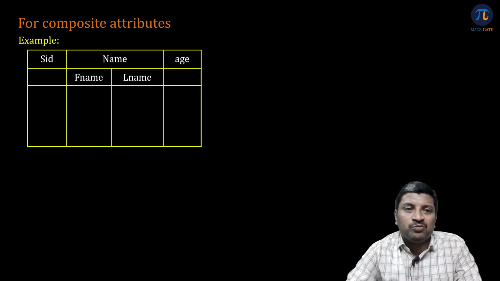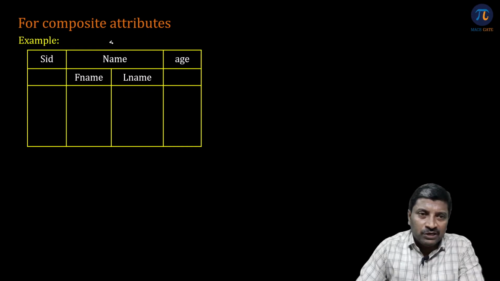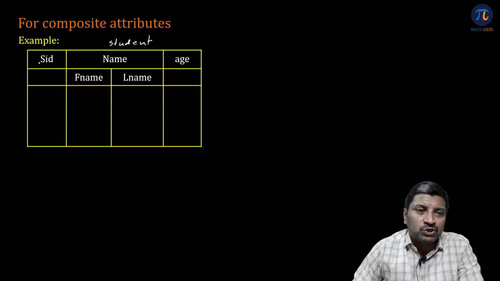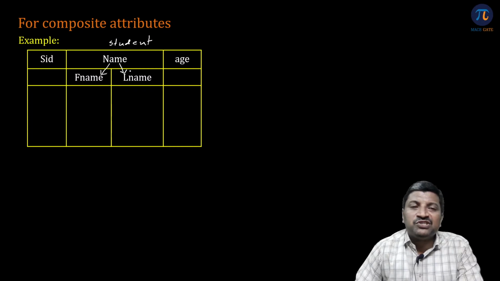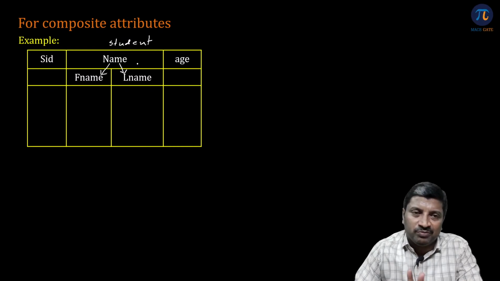For composite attributes, suppose I have a relation student. Let us assume the relation name is student, whose attributes are student ID, name, age. Actually, here the name is further divided into two attributes, first name and last name. We don't have any provision to create composite attributes in DBMS.